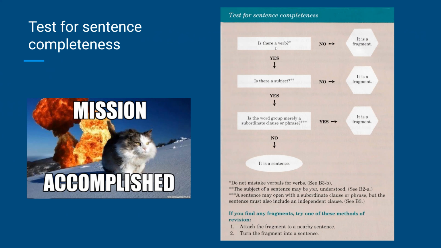So let's say we review our sentence, we see there is a verb. Is there a subject? No, then it's a fragment. So you need to revise and define your subject, or possibly create a compound predicate with another sentence, or possibly write your subject and make this fragment into a complete sentence. Is the word group merely a subordinate clause or phrase? Yes, then it's a fragment.